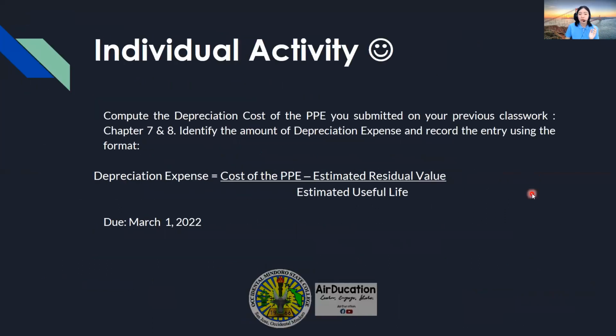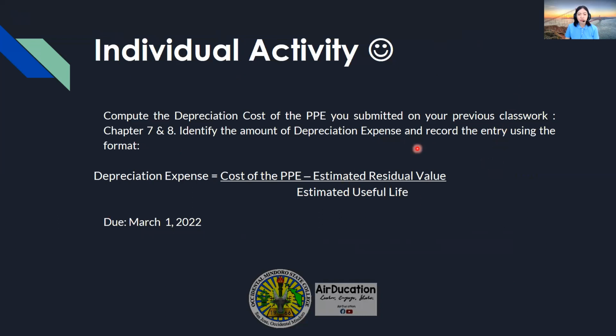Oh, before we proceed to the next adjusting entry or adjusted account or an account to be adjusted, I will give you an activity regarding the depreciation that you prepared, or the PPE rather, that you prepared last chapter 7 and 8, and you need to provide a depreciation cost for that.